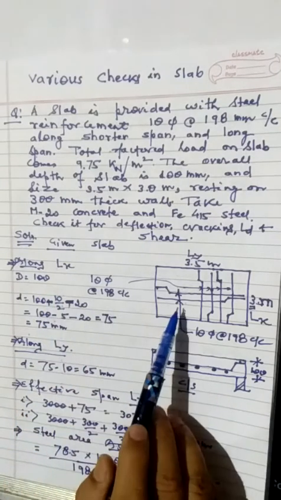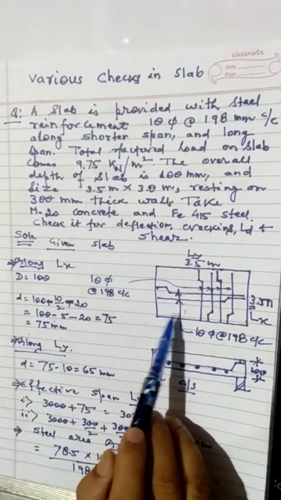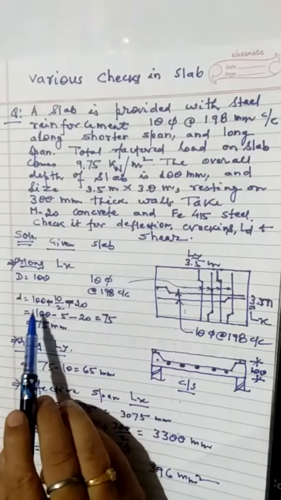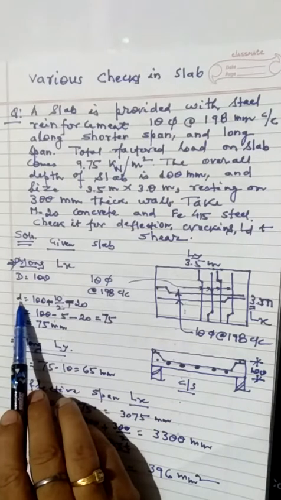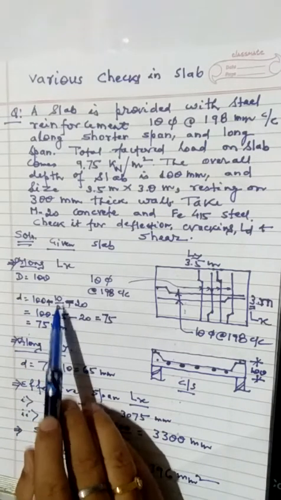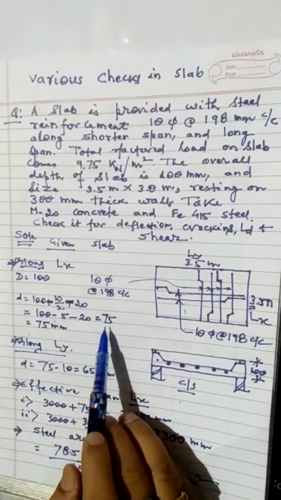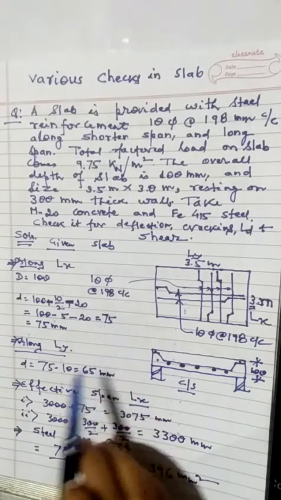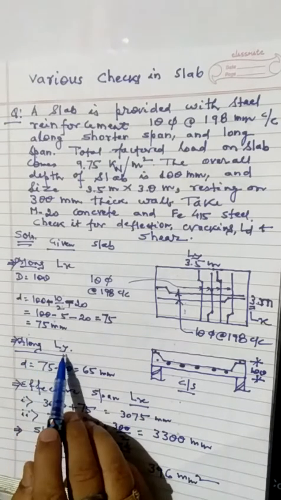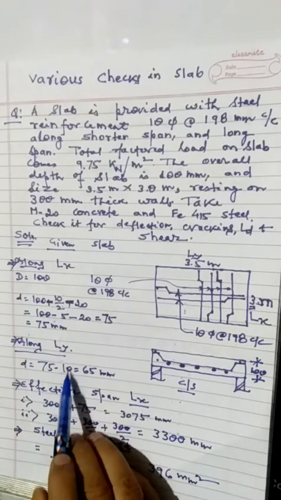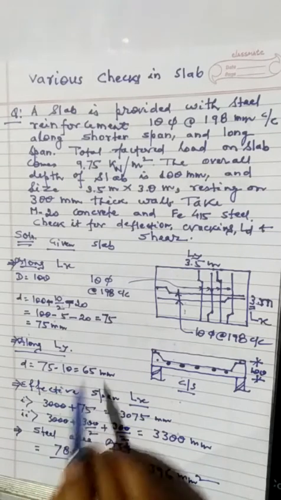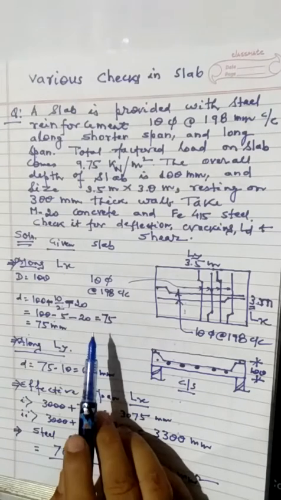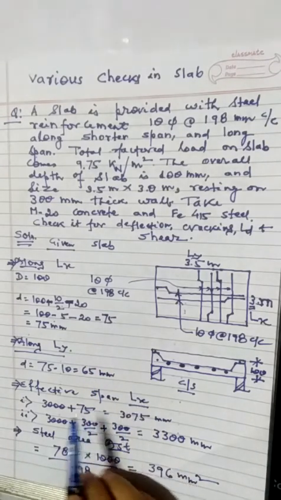Now, as the 10 mm diameter bar is given, and we generally provide 20 mm clear cover, we will calculate the smaller d, that is the effective depth: 100 minus 10 by 2 minus 20, and we get 75 mm as the effective depth of the slab along the shorter span. And similarly, the effective depth of the slab along the longer span is 75 minus 10, that is 65 mm. So this way we have got the effective depth in the shorter span as well as the longer span.